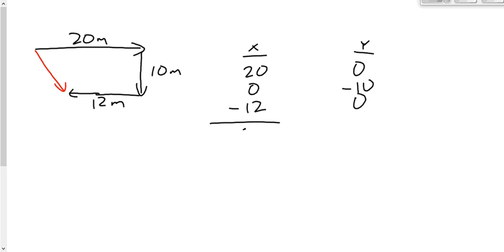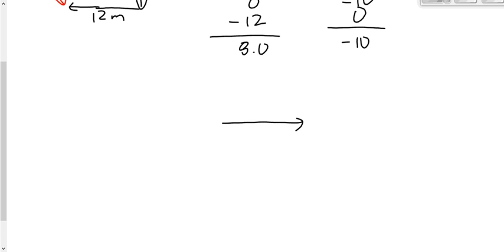Add these up, we get 8.0. Add these ones up, we get negative 10. We redraw it, 8 to the right. How did I know that it was 8 to the right and not 8 to the left? Because the positive 20 and negative 12 give you positive 8. So the fact that the 8 is a positive value makes it to the right. And the 10 goes downward. I know that because it's a negative value.